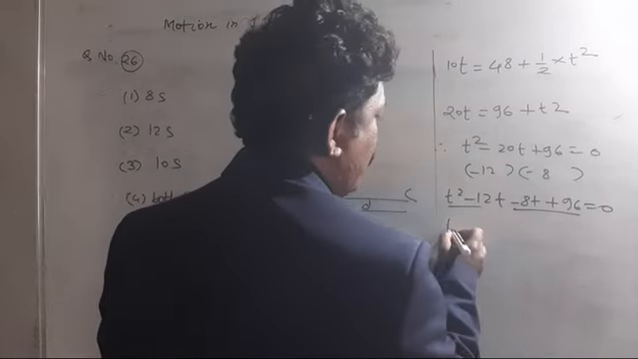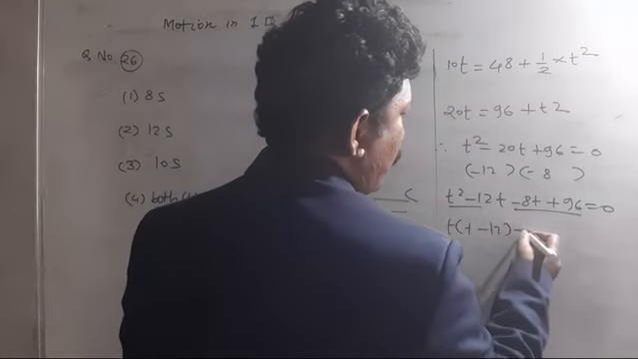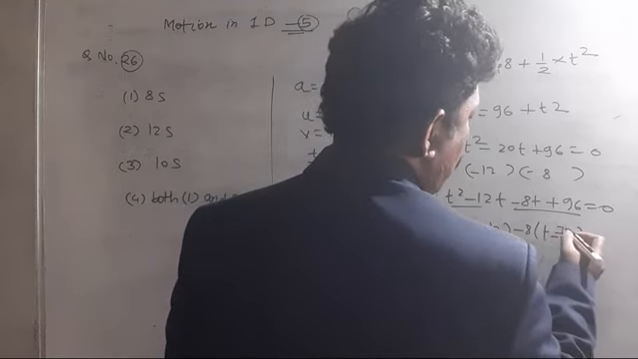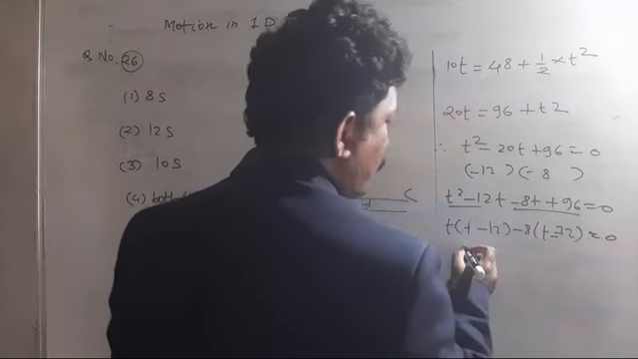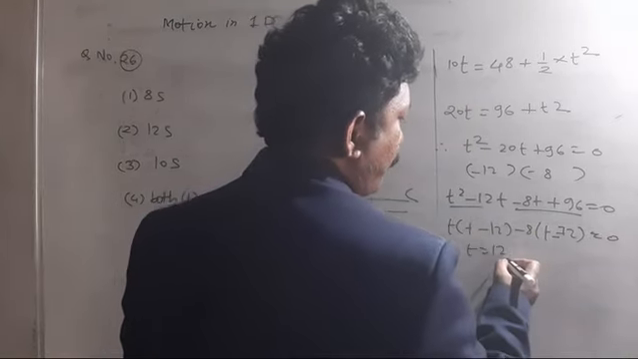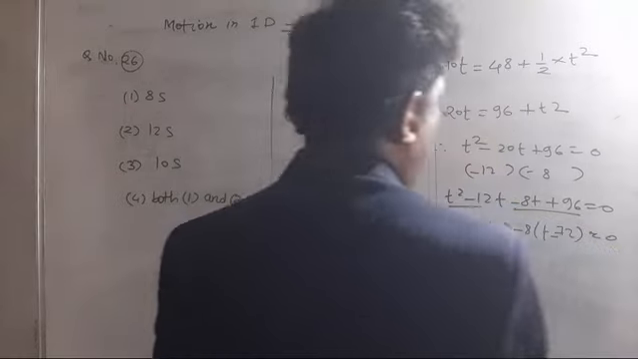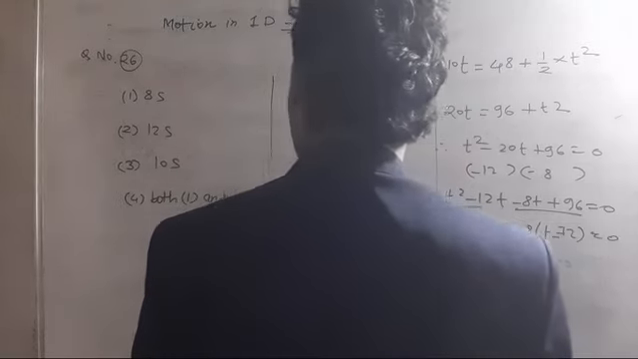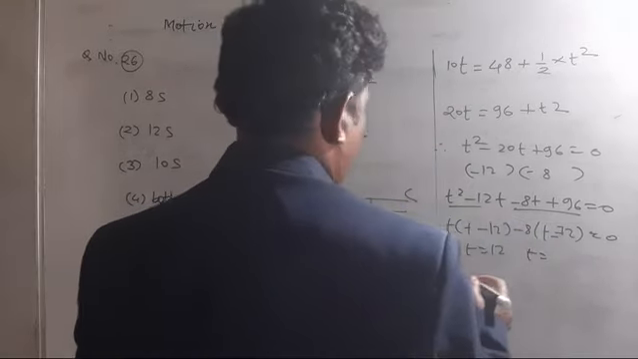We'll get the common t, that is t minus 12 minus 8, t minus 12 is equal to 0, that is t is equal to 12 and t is equal to 8 seconds.